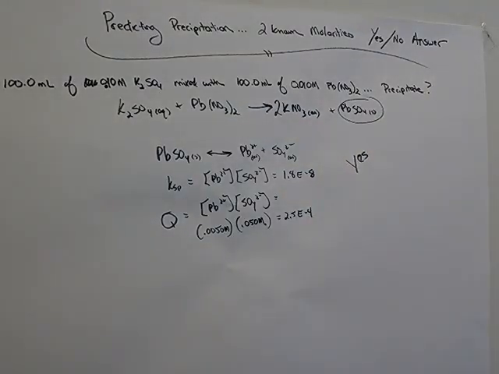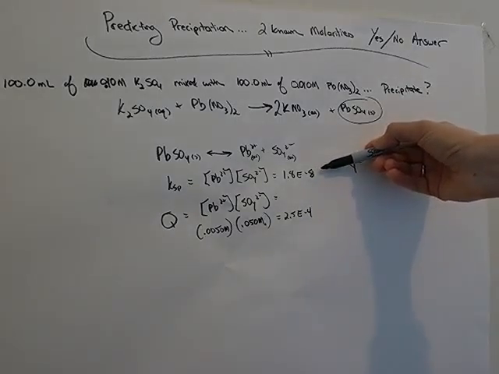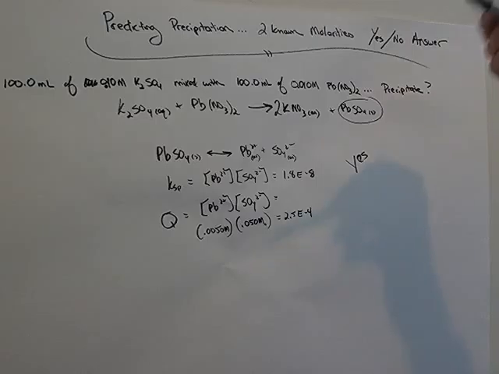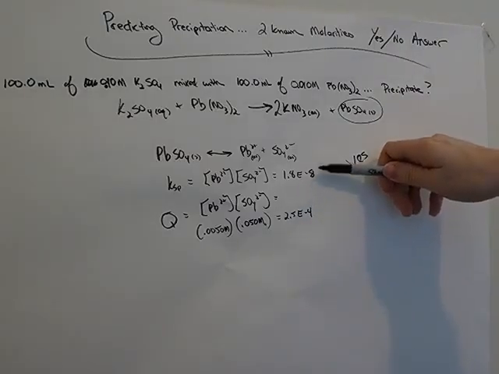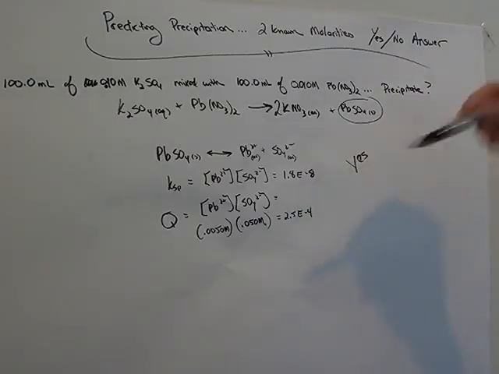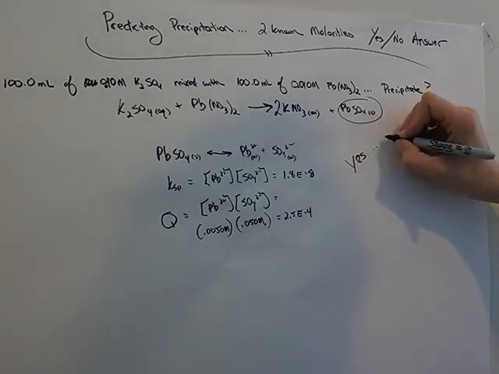Precipitation will occur, but will we see it? We need to have at least a 10 to the third difference between Q and K in order for us to physically see the precipitation. In this case, we have about a 10 to the fourth difference, so yes, we can see it.